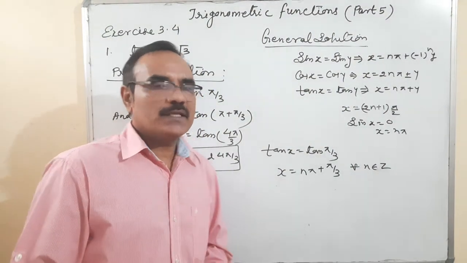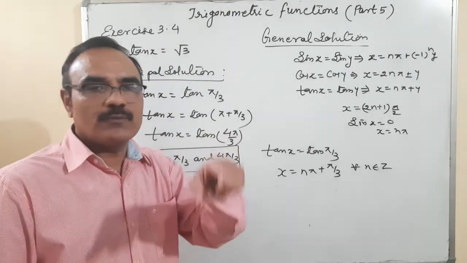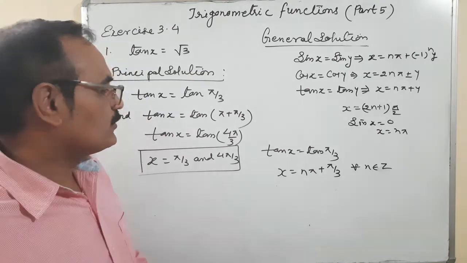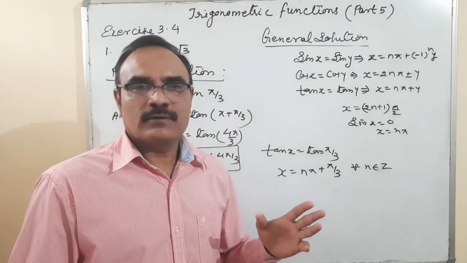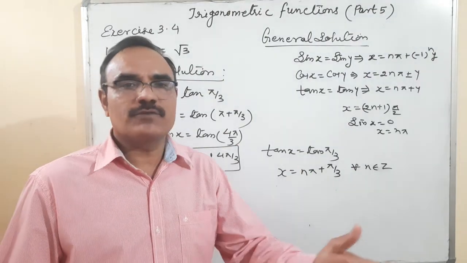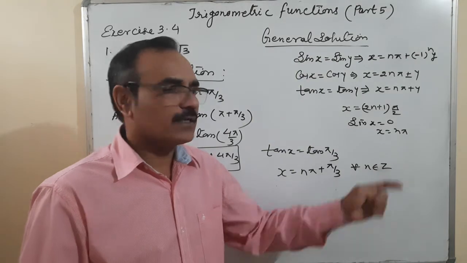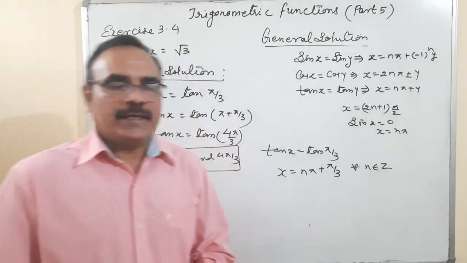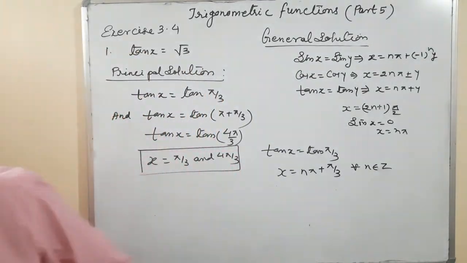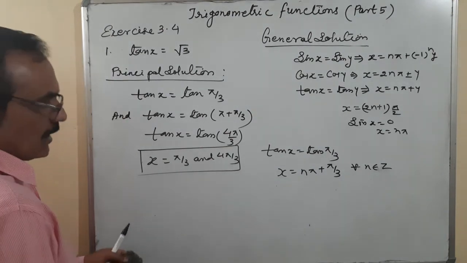What is the difference between them? Principal solutions: there are two, pi by 3 and 4 pi by 3, between 0 and 2 pi. And for the general solution, how many values are possible? You can put values in place of n: 0, 1, 2, 3, 4, 5, 6, minus 1, minus 2, minus 3, minus 4, minus 5, and you are getting the values of x. So this is called the general solution. I hope you have understood it.